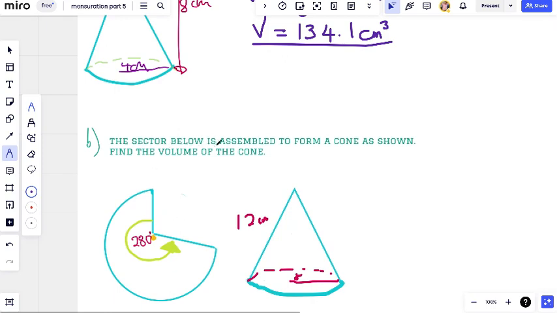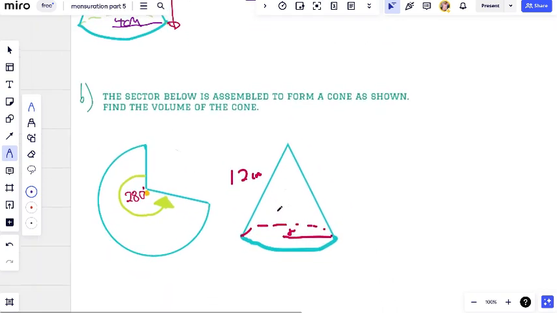So the sector below is able to form a cone as shown. Find the volume of the cone. He said we should find the volume of the cone.